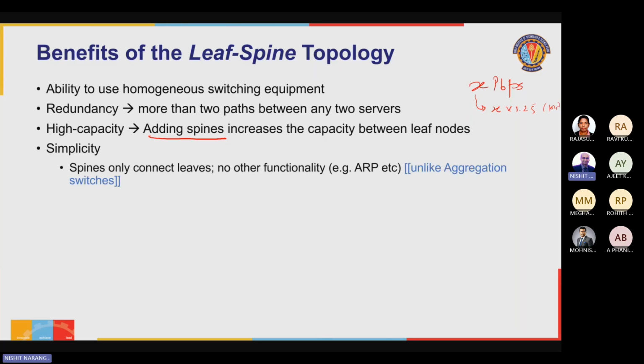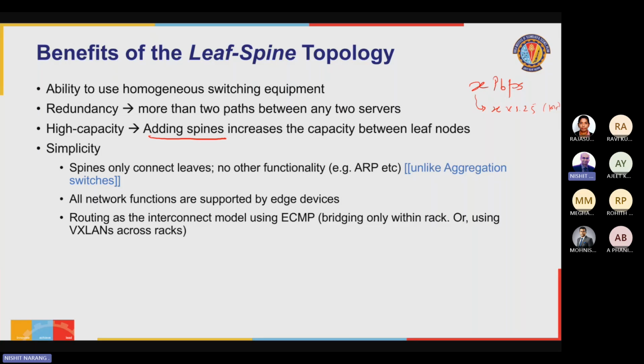Okay. The network is very simple. Spines only connect to leaves. They are not required to have any other additional functionality. Why? Because all of them are layer 3 switches. So all the layer 3 network functions like routing protocols, layer 2 switching, layer 3 routing, are supported by the edge switches as well. The leaf switches support this functionality. So there is no additional load on the spine switches. And because there is no additional load on the spine switches, they don't have to be of a special type, unlike aggregation switches. They can be the same type as leaf switches.